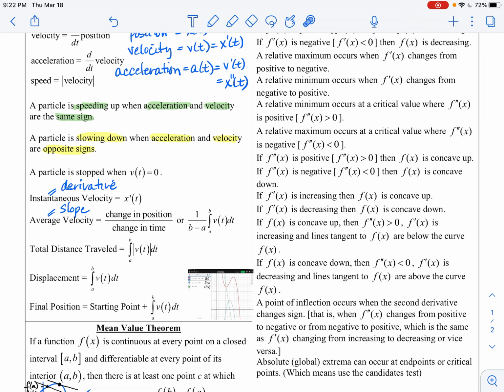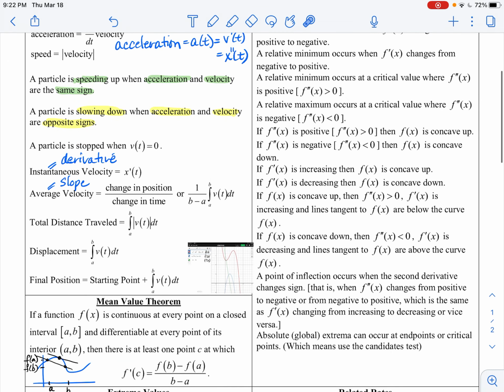Your total distance traveled will be the integral from a to b of the absolute value of v of t dt, and displacement is the integral from a to b of v of t dt. Final position is starting position plus the integral from a to b of v of t dt.